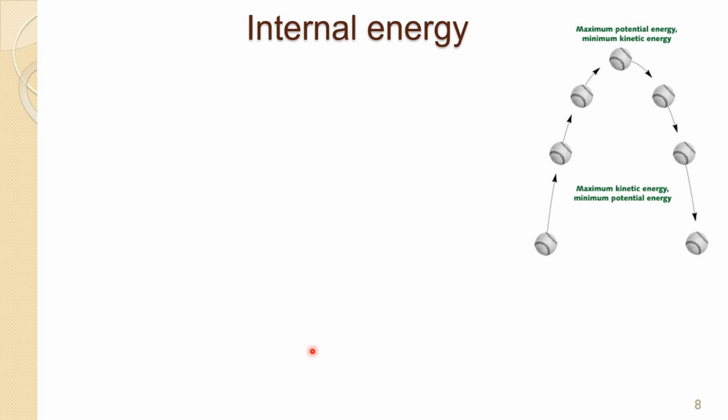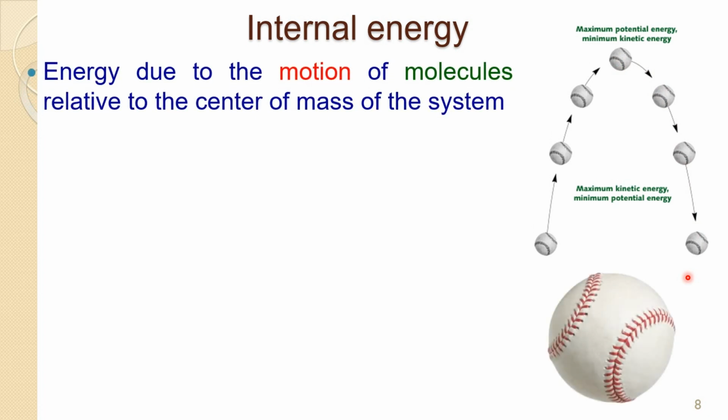Let's talk about this. When you throw a ball from the ground to the sky, for example, the kinetic energy will decrease and the potential energy will increase. You know that already. After that, it drops by gravity, so the kinetic energy starts from zero and increases, and the potential energy decreases. So you have a transformation between potential energy and kinetic energy. However, what is internal energy?